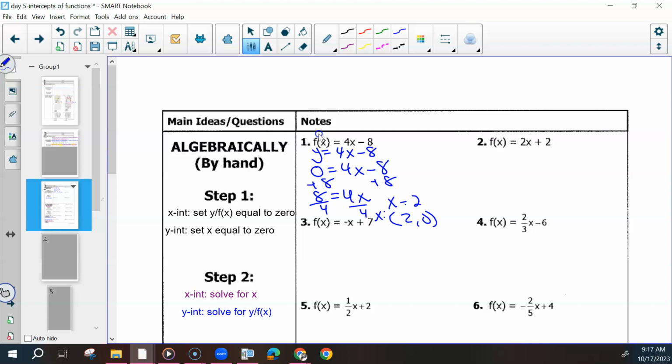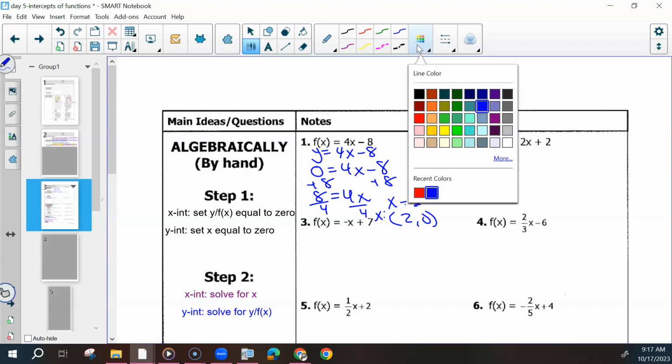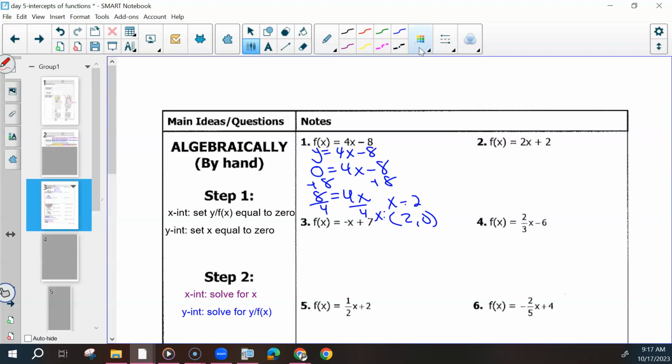Then we're going to go back and do the same thing for our y-intercept. So if I'm using, let's say, this equation, if I'm looking for a y-intercept, my x value has to be 0. So I'm going to put 0 in for x. What would my y-intercept be? Negative 8.